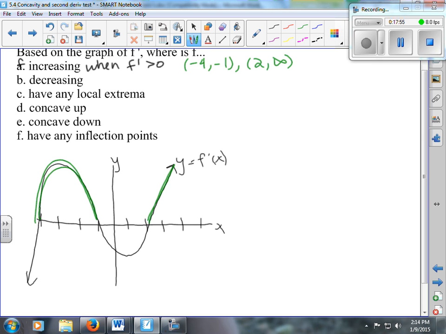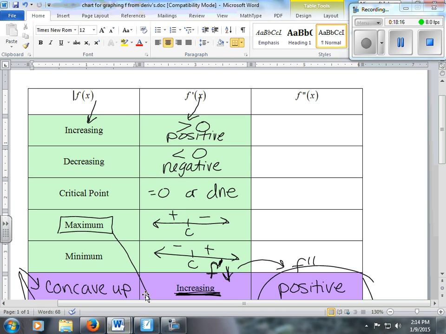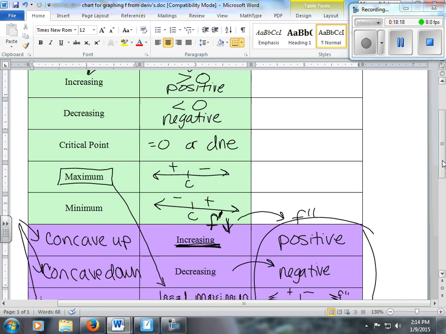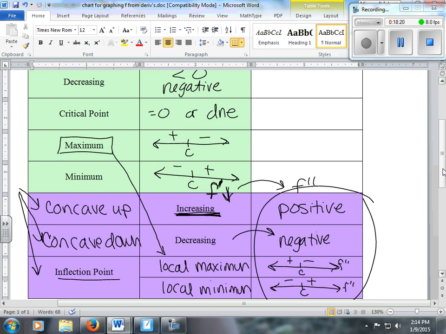All right, you have 5 more questions here. Increasing, decreasing, maxes and mins. These are old questions. And then at D, I'm asking about concave up, concave down, and inflection points. Let me help you with the concave up for a second. So F is concave up. Going back to my chart here, F is concave up. Notice concave up is in purple. So analytically, if I had a function, I would take the second derivative. But I don't have a function, I have a graph. I have the graph of f prime.